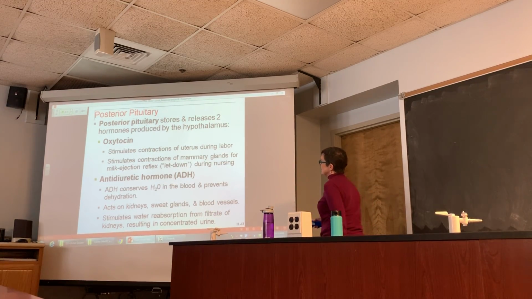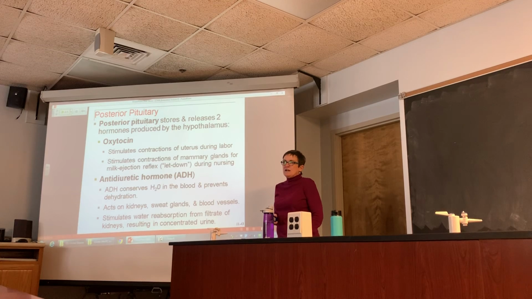So, oxytocin, this is the one that stimulates labor contractions, and we're going to look at that briefly in the next slide. It also stimulates milk letdown, the milk ejection reflex during nursing. When a baby nurses, it stimulates stretch receptors in the breast. The breast sends signals to the hypothalamus, and the hypothalamus responds by releasing oxytocin, and oxytocin then stimulates the milk letdown. And this is not prolactin. There's two hormones. Prolactin stimulates milk production. Oxytocin stimulates milk letdown or ejection.